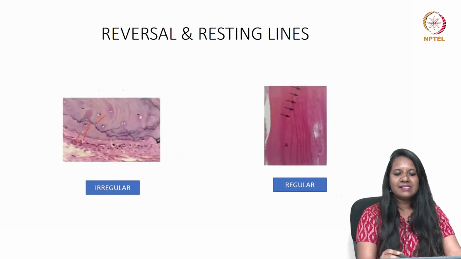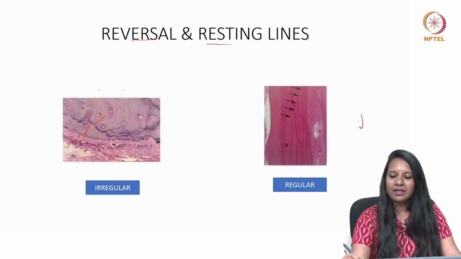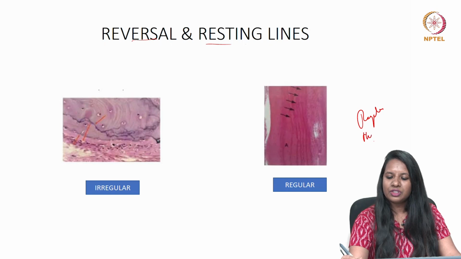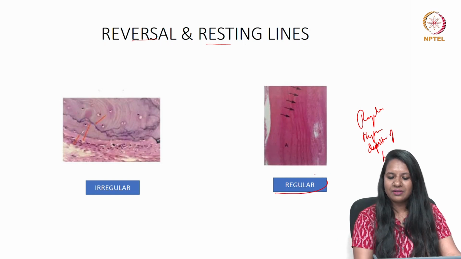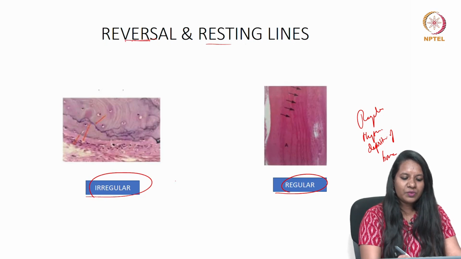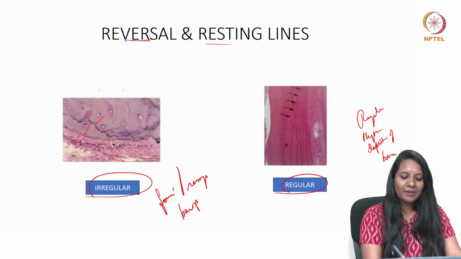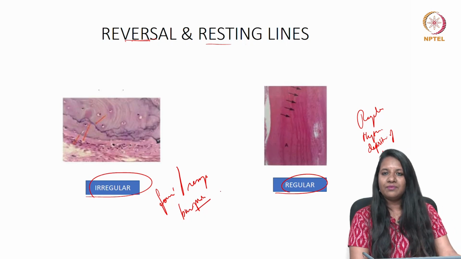So moving to the reversal and resting line. Resting line is the incremental line, that is, regular rhythmic deposition of bone, hence it is regular. Whereas irregular is the reversal line, which depicts the clear distinction between formation and resorption, and it is also basophilic. So when we view it under the microscope, we can clearly find the difference between the reversal and the resting line.